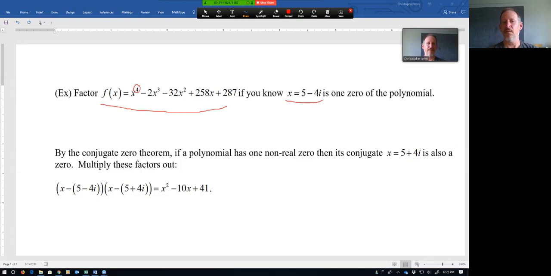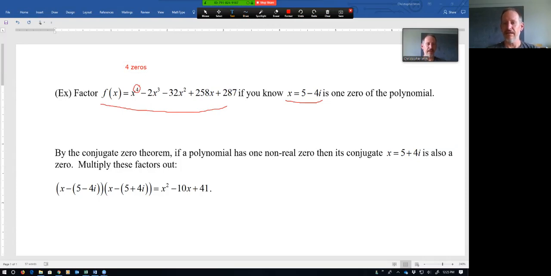First, by the fundamental theorem of algebra, we know that since the degree of the polynomial is 4, we're going to be expecting 4 zeros total for this polynomial. They could be imaginary. In fact, we do have one imaginary. They could be real or they could be repeated.